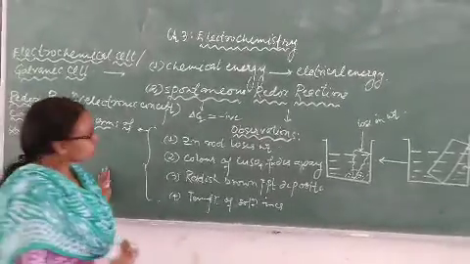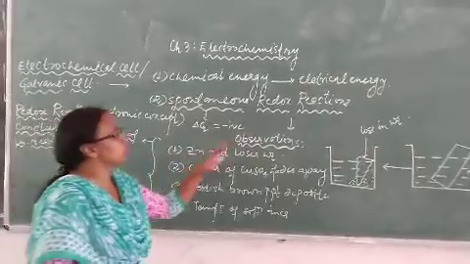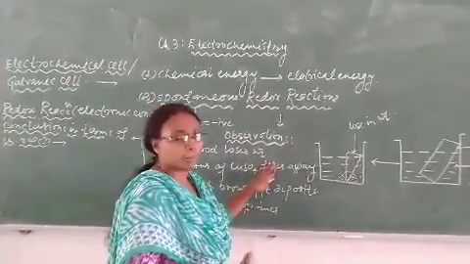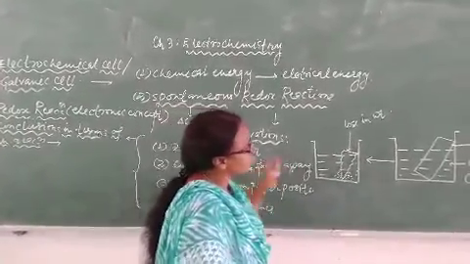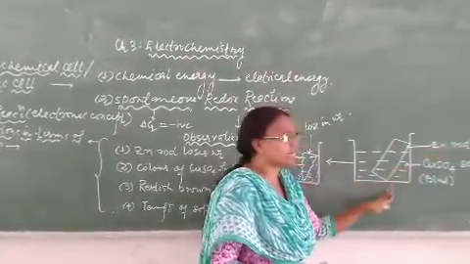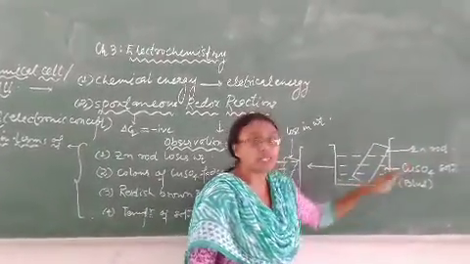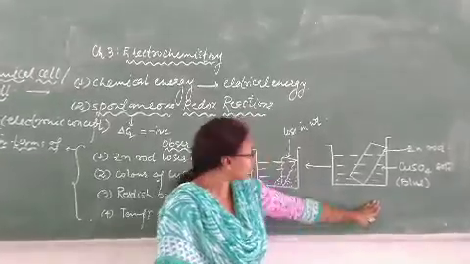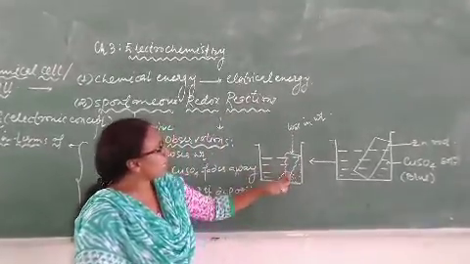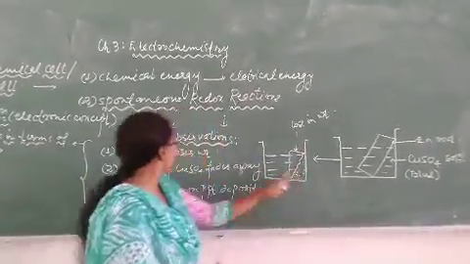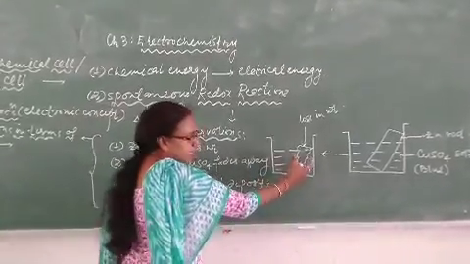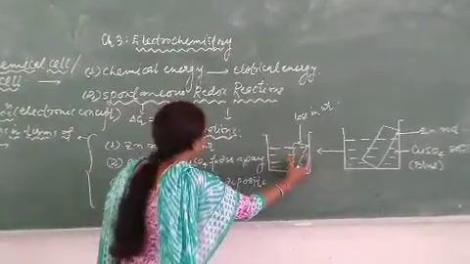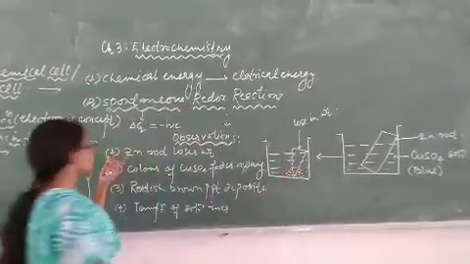Clear? What is the first observation? Zinc rod loses weight. Why so? This is because when the zinc rod is dipped in copper sulfate solution, the zinc rod gets corroded, and as a result there is a loss in weight. Clearly that is reflected. There will be loss in weight of the zinc rod or the zinc electrode.